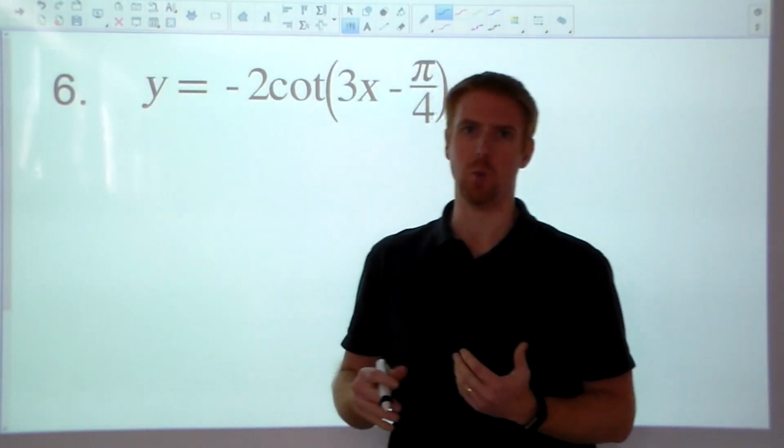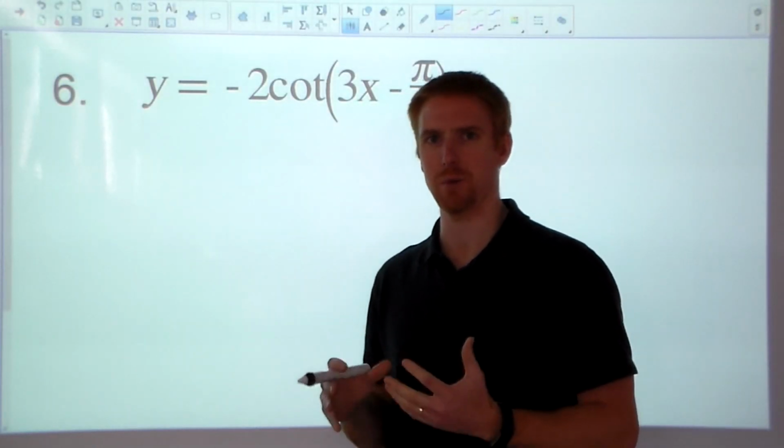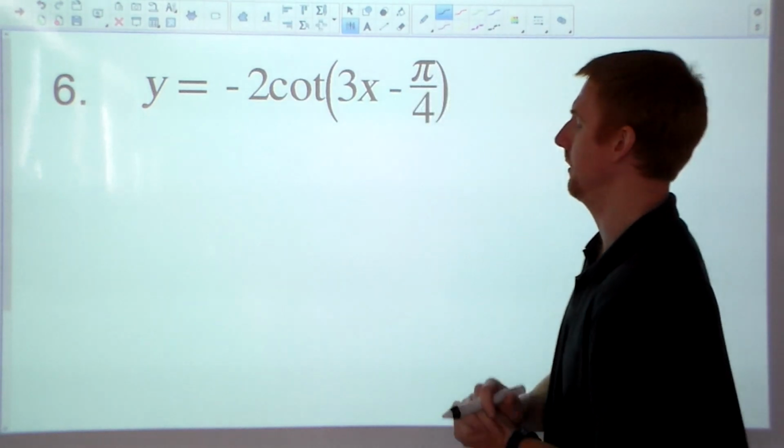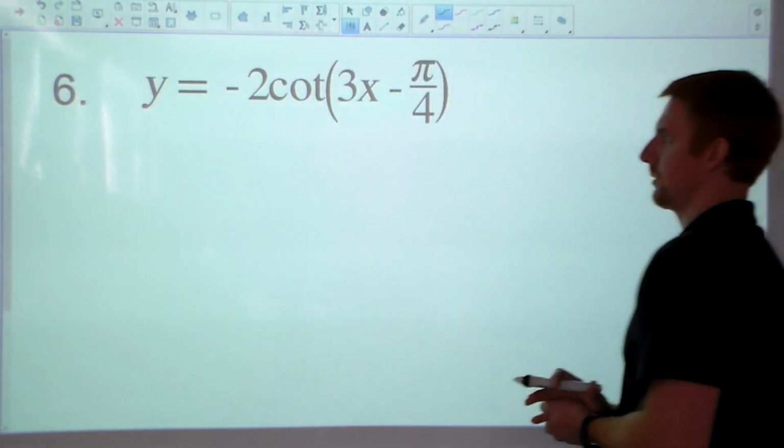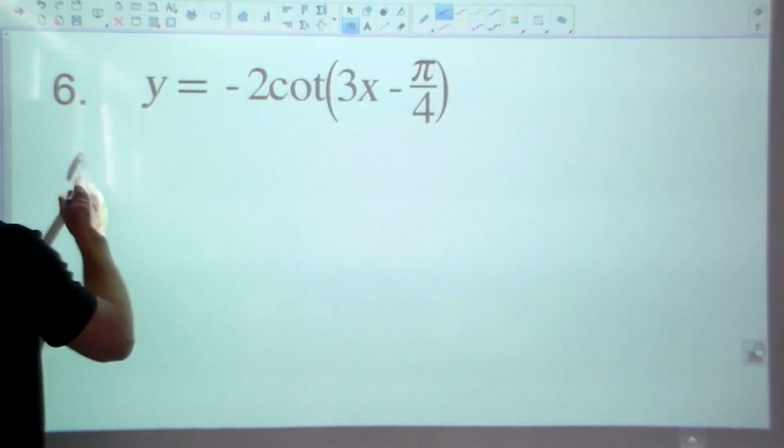Pick 6 and 8 from the homework sheet to go over. I think these two will give most of the main ideas that I want to make sure you get to see here. So on number 6, we'll start with amplitude. That's kind of the easy part.